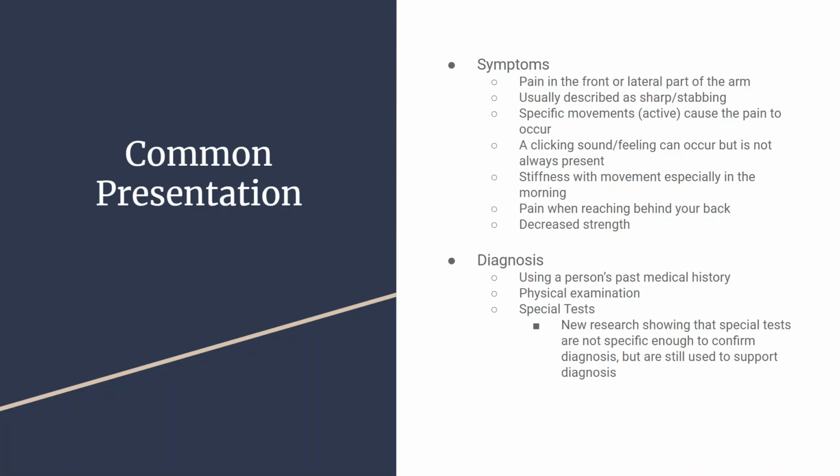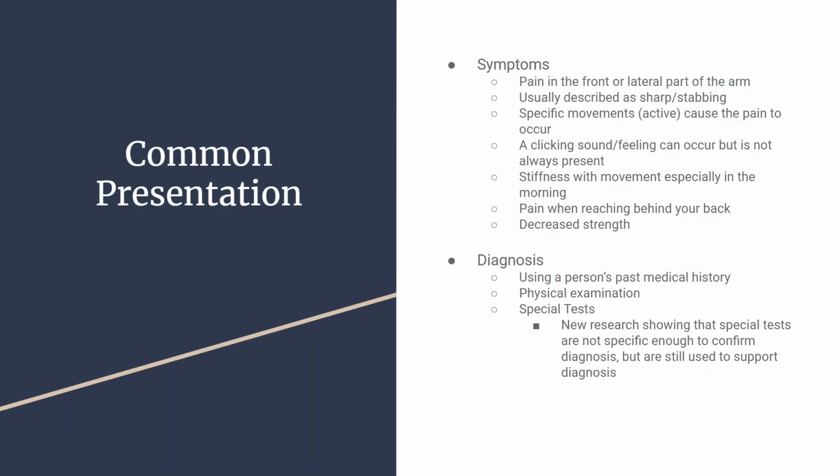Stiffness with movement, especially in the morning after sleeping, difficulty sleeping on the right side or on whatever shoulder has the irritation, right? Sleeping on that side will be difficult. Pain with reaching behind your back because you're putting those tendons in a stretched position, and that can cause a lot of pain. And then decreased strength, whether that be due to pain or because of the rotator cuff and the weakness, just decreased strength in general.